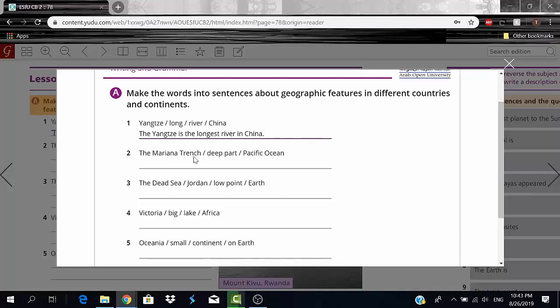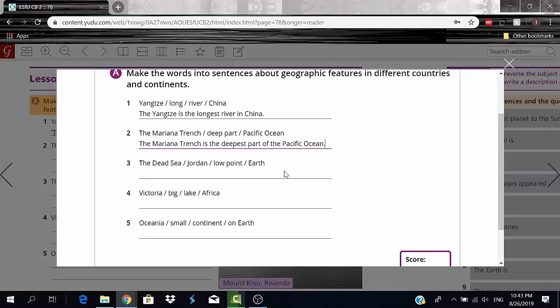The Mariana Trench, deep part, Pacific Ocean. So for that, we'll say the Mariana Trench. Let me write that down. The Mariana Trench is the deepest part of the Pacific Ocean. Forgot the T, part of the Pacific Ocean. Okay? So the Mariana Trench is the deepest part of the Pacific Ocean.